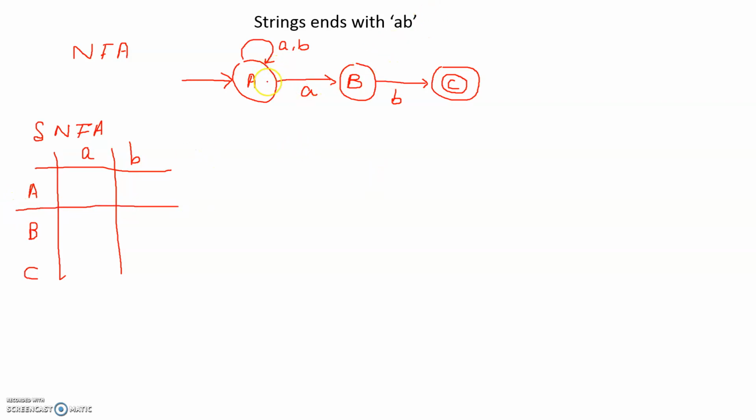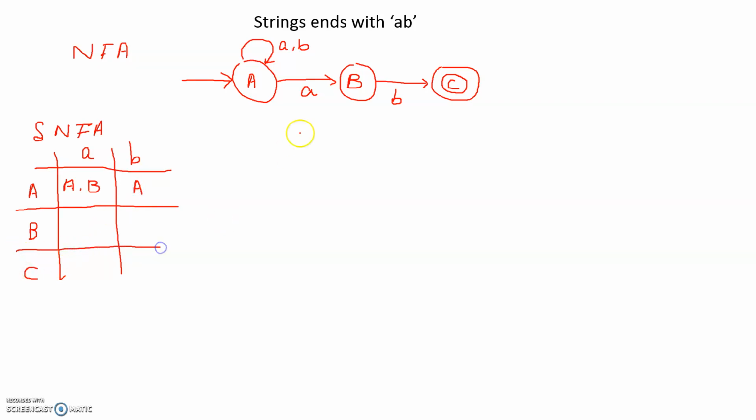So if the automaton is at state A, on seeing an A, it can remain in A or it can go to state B. So we have two states here, that is A comma B, and on seeing a B, it will remain in the same state. So here on seeing B, it will remain in state A itself.